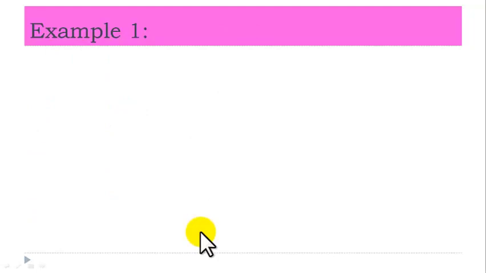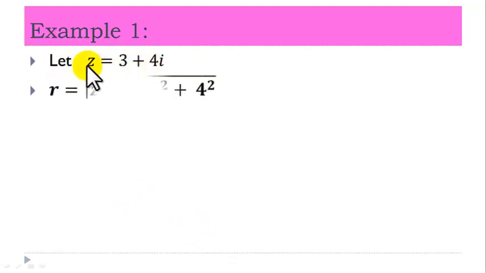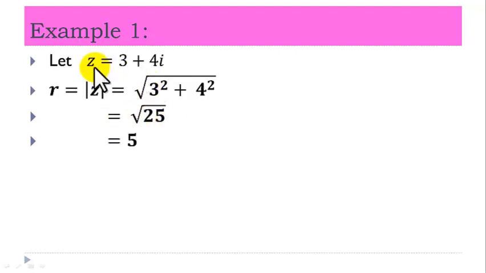Example 1. Let z equal to 3 plus 4i. Then the modulus of z, r, is equal to the square root of 3 squared plus 4 squared. 3 squared is 9, 4 squared is 16. 9 plus 16 is 25. So this is equal to the square root of 25, and the square root of 25 is 5. So the modulus of this complex number z is equal to 5 units.